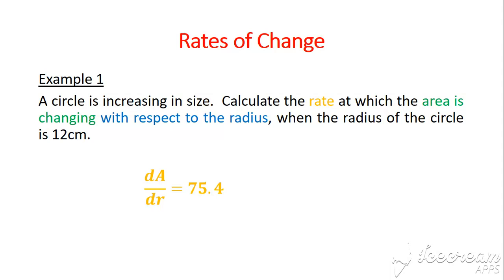Now, to try and explain what this means, dA/dr is 75.4. Well, we're going to write this as 75.4 over 1. The units for area is centimetres squared, and the units for the radius is centimetres. So what we're going to say is, when the radius of the circle is 12 centimetres, the area is changing at a rate of 75.4 centimetres squared for every 1 centimetre change in the radius. It's like a gradient, rise over run.